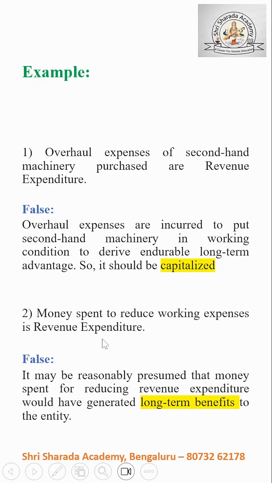Money spent to reduce working expense is a revenue expenditure. If you are incurring the same level of revenue expenditure, then it's a revenue expenditure. However, here they're trying to reduce it. So in such cases, it should be considered as a long-term benefit and capital expenditure.